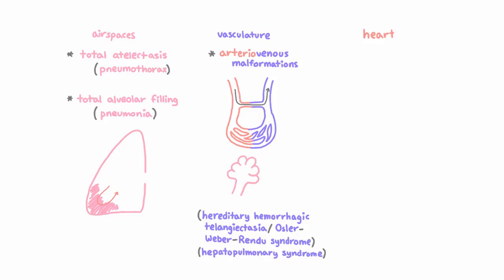And finally, right-to-left shunting can also occur within the heart, across a patent foramen ovale or an atrial septal defect, if the right heart pressures are elevated, which you can see in severe pulmonary hypertension, because if they're not elevated, the flow is going to go from left to right.